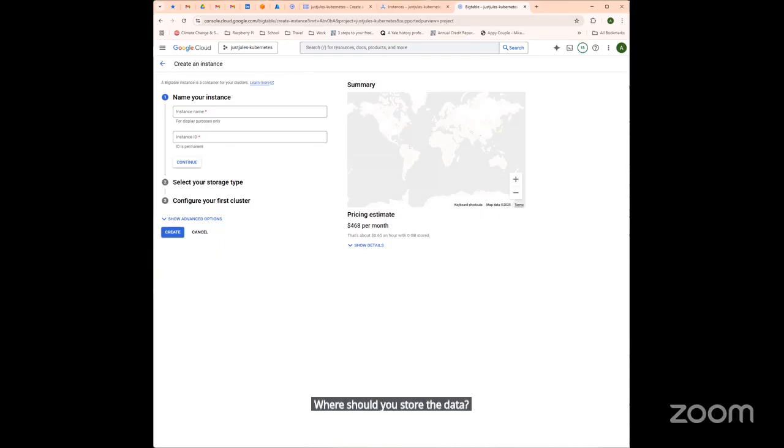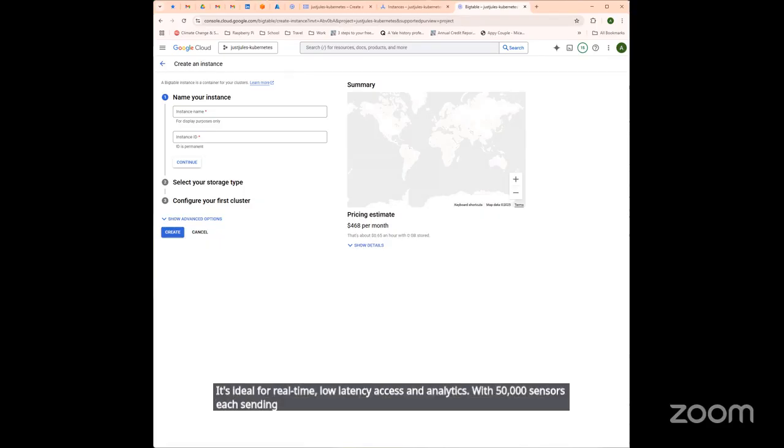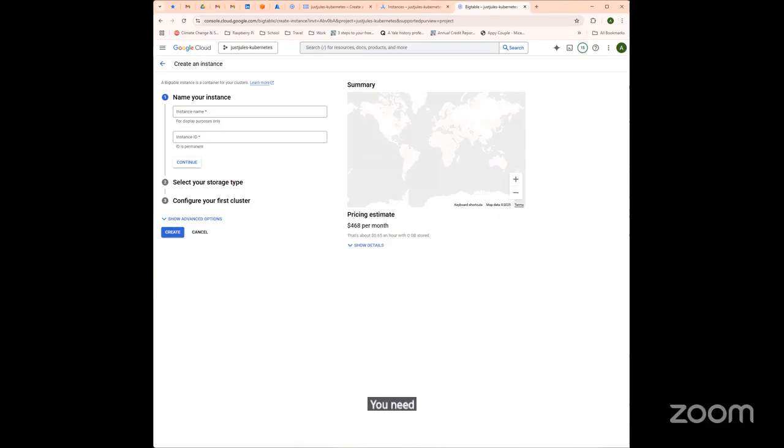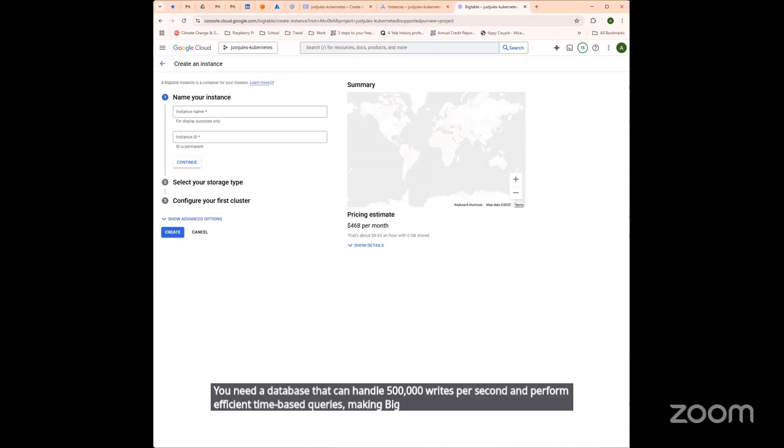We chose Bigtable. Why? Because it's optimized for handling large-scale time series data, which fits the pattern of the sensor readings. It's ideal for real-time, low-latency access and analytics. With 50,000 sensors, each sending 10 readings per second, you need a database that can handle 500,000 writes per second and perform efficient time-based queries, making Bigtable the perfect fit.